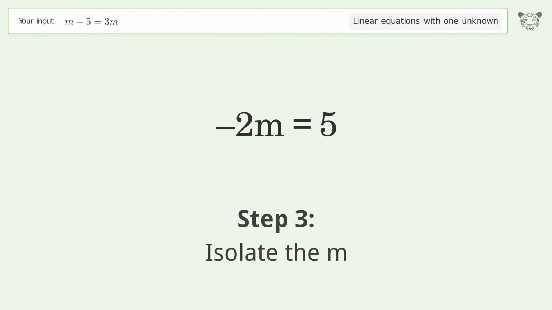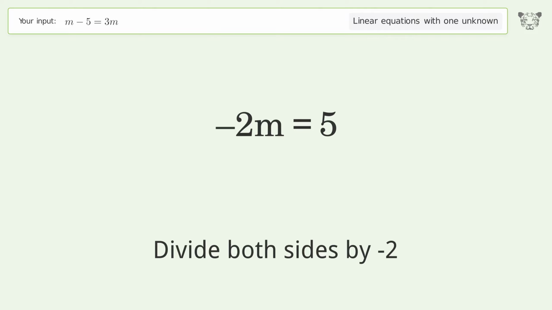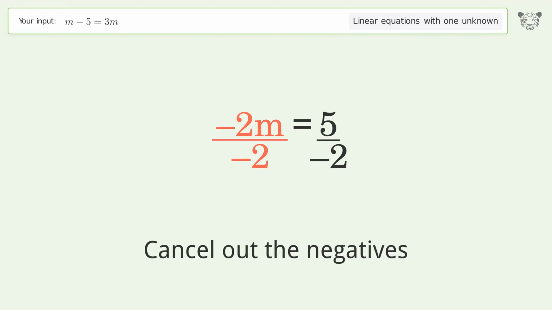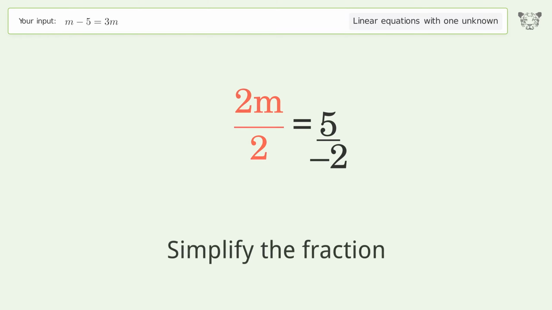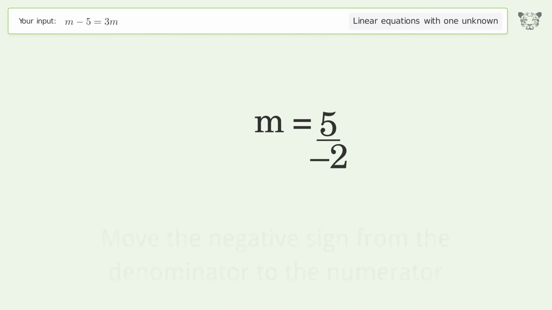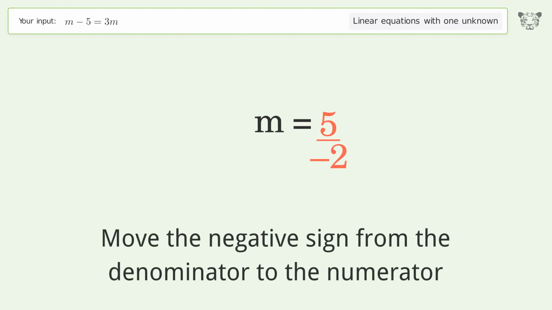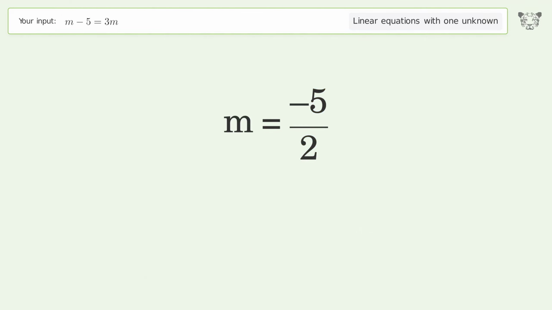Isolate the m. Divide both sides by -2. Cancel out the negatives. Simplify the fraction. Move the negative sign from the denominator to the numerator. And so the final result is m equals -5/2.